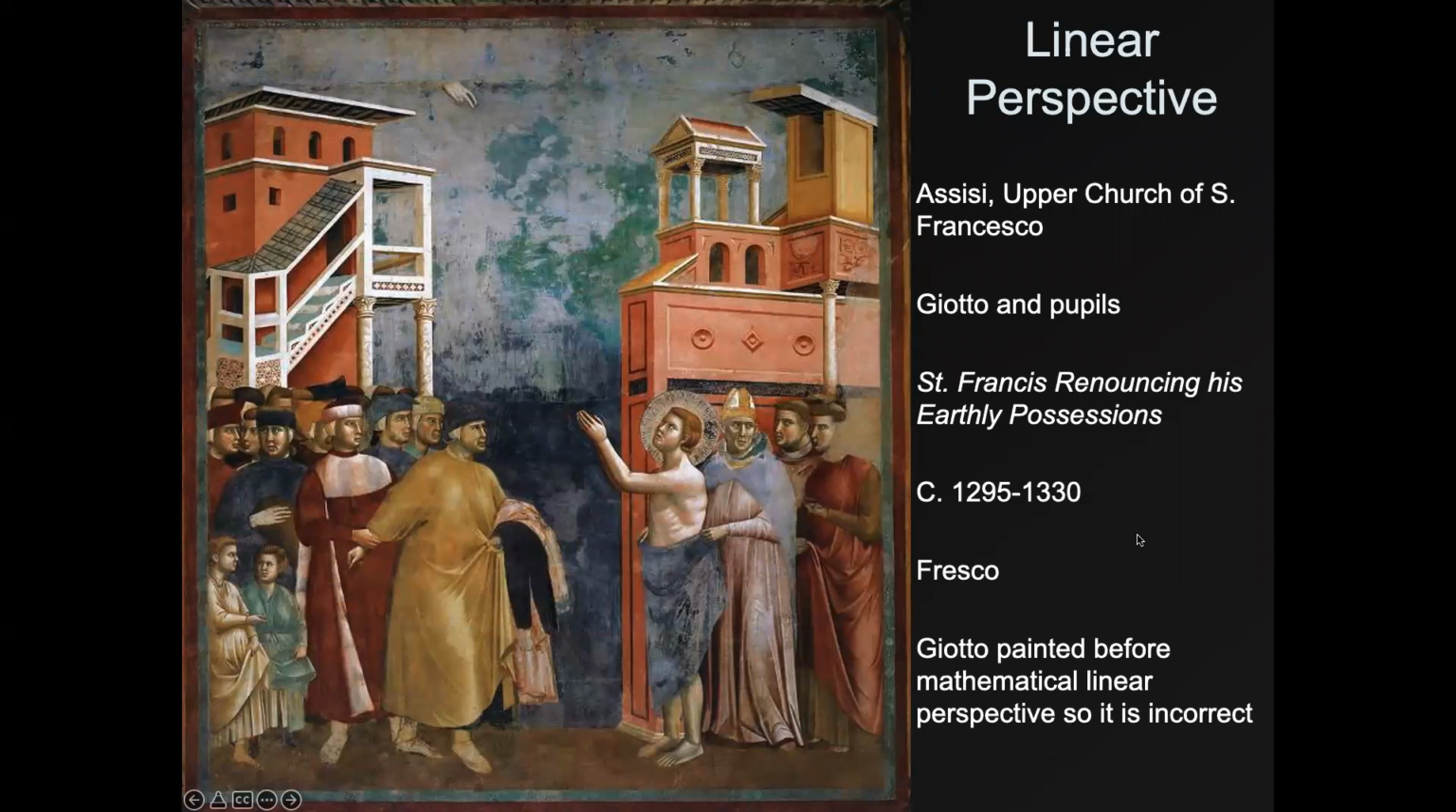So early artists in the European tradition sort of understood the concept behind linear perspective, but they didn't really get the math, so it doesn't look quite as realistic as later ones. So this is from somewhere in the 13th to early 14th century, and it's from Giotto. As you can see, it's St. Francis renouncing his earthly possessions. We don't have to worry about the content of this particular painting or the subject. Giotto painted this before mathematical linear perspective was used, so the perspective doesn't quite work.